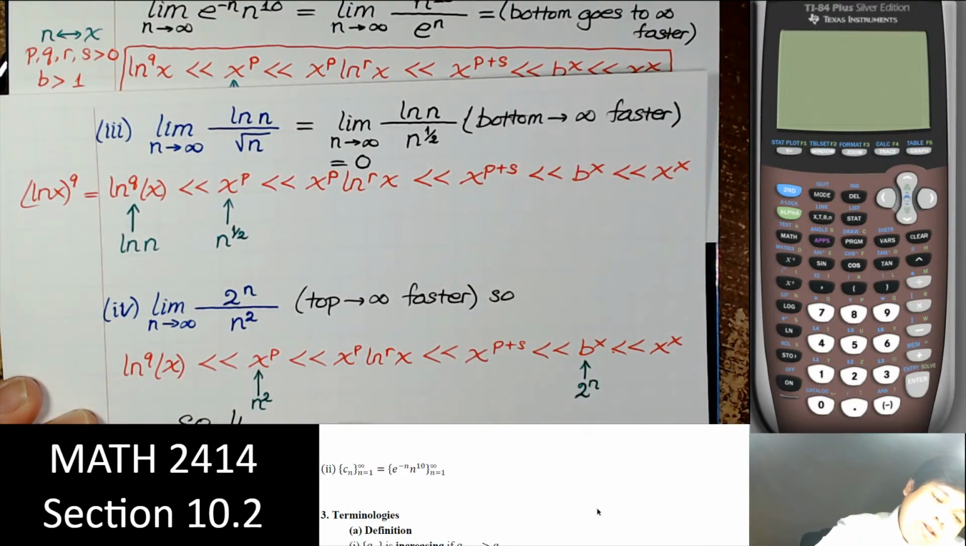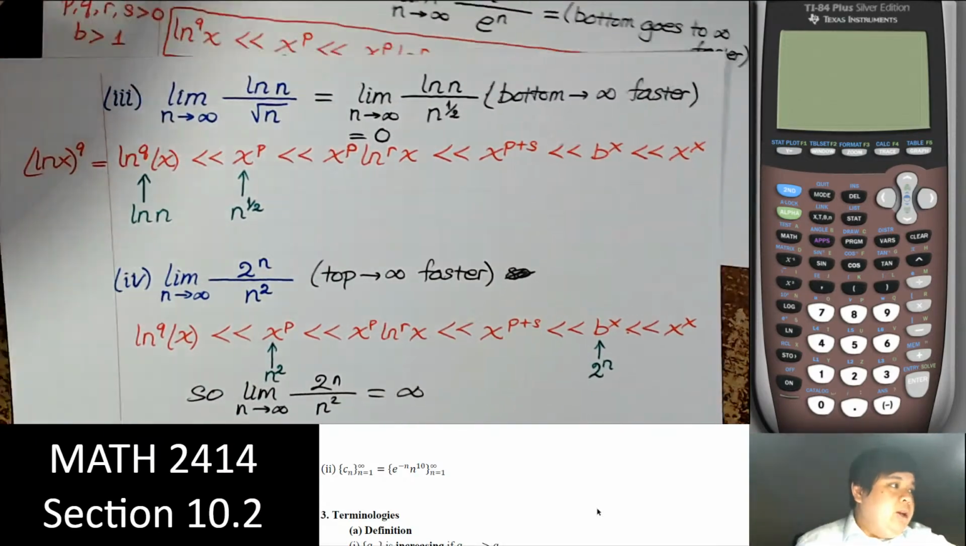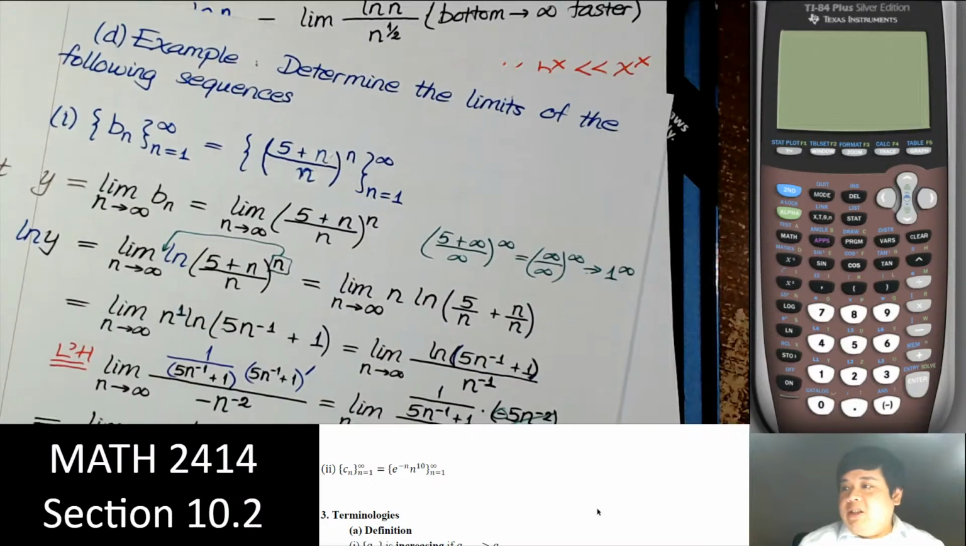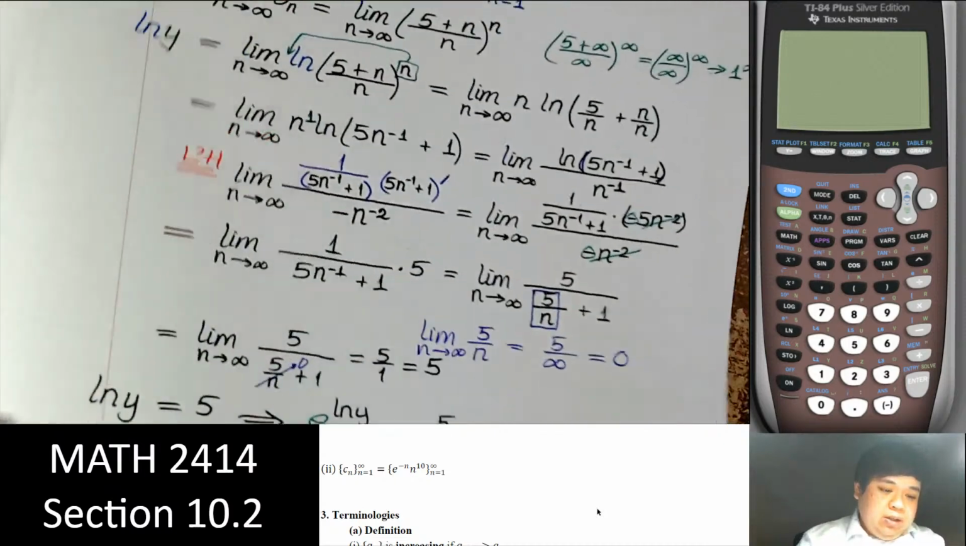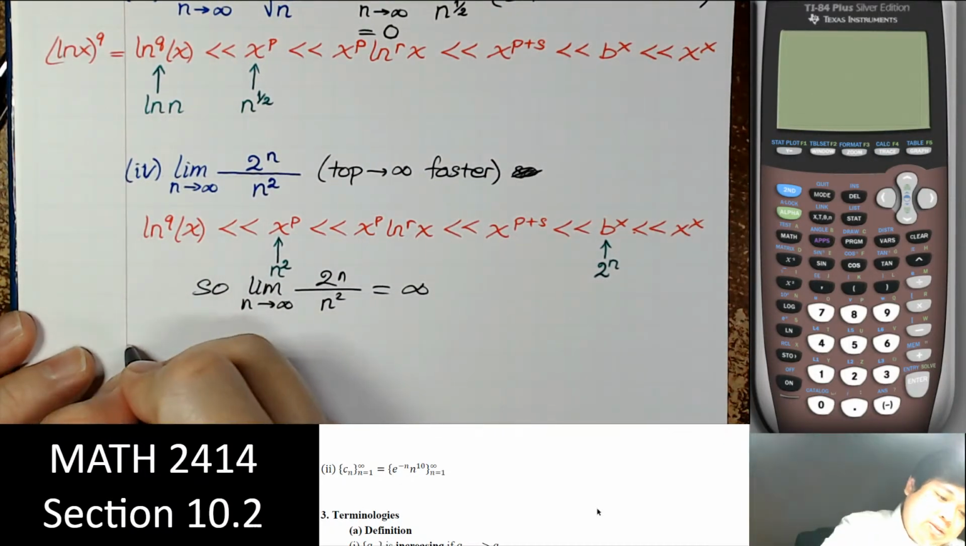So right. If the top goes to infinity faster, the whole thing goes to infinity. If the bottom goes to infinity faster, it goes to 0. Right, try one more.